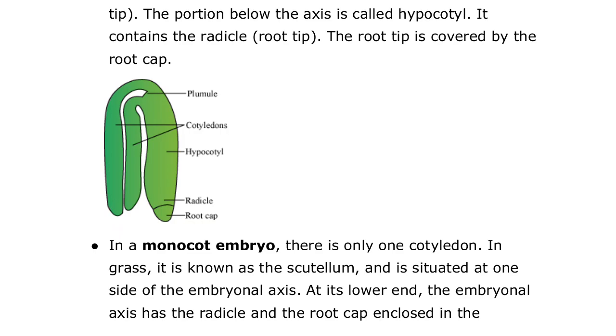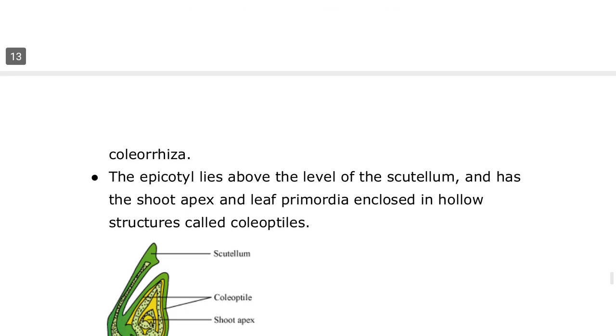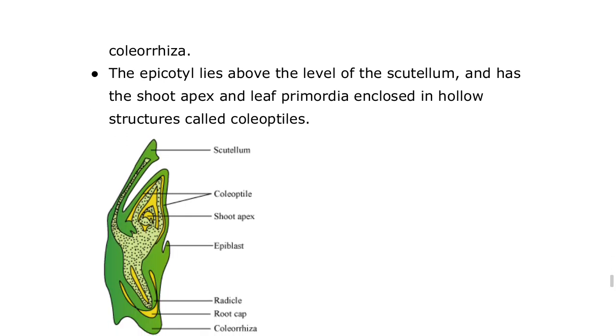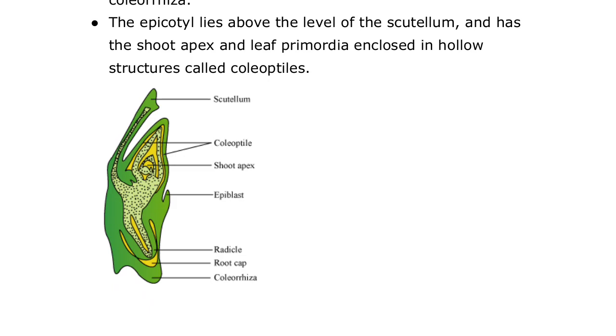In a monocot embryo, there is only one cotyledon. In grass, it is known as scutellum and is situated at one side of the embryonal axis. At its lower end, the embryonal axis has the radicle and the root cap enclosed in the coleorhiza. The epicotyl lies above the level of scutellum and has the shoot apex and leaf primordia enclosed in a hollow structure called coleoptile. See the structure of monocot seed.